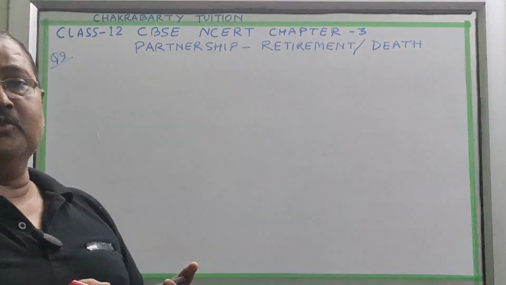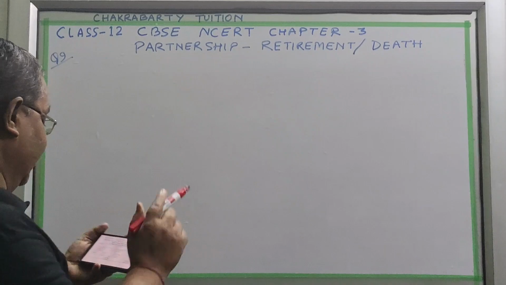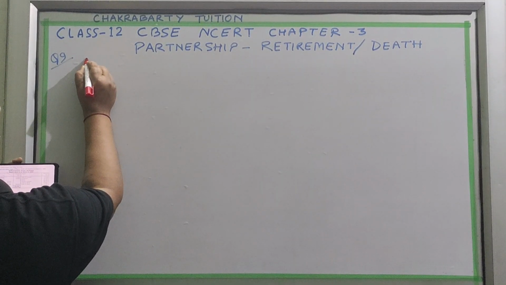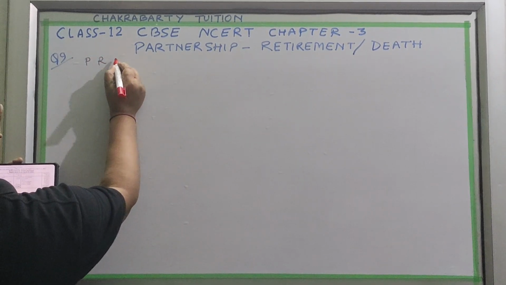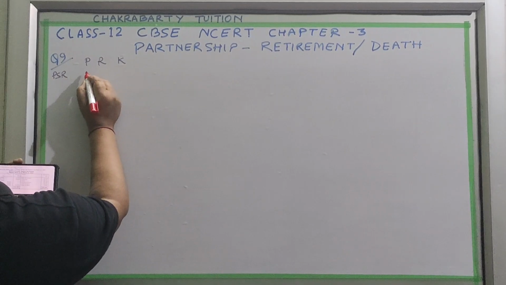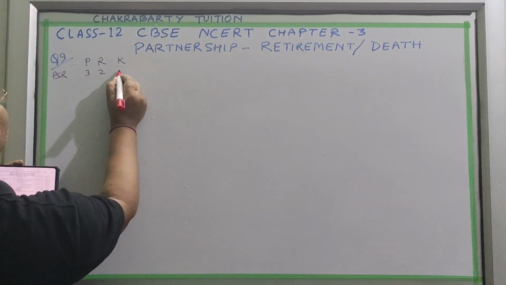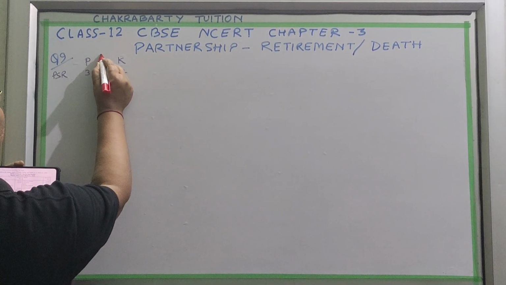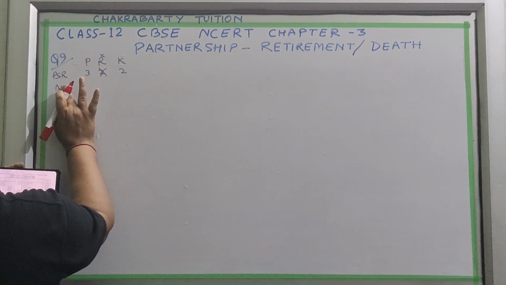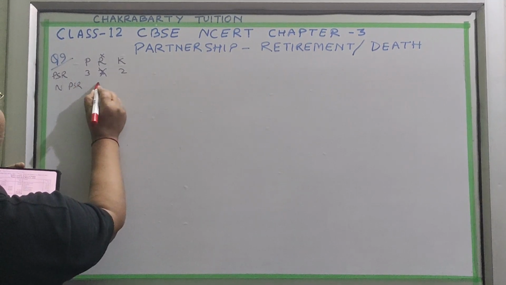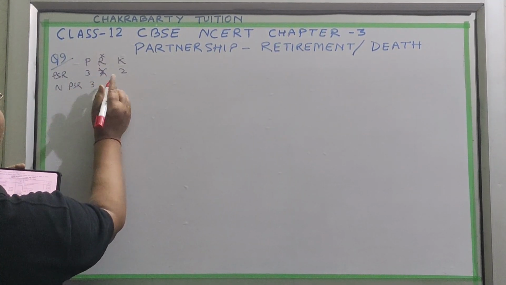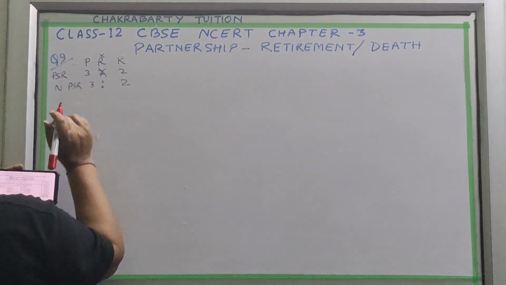So today we will start with question number 9. Here three partners are there: Pratik, Rocky and Kaushal. Their PSR is in the ratio of capital, so capital PSR means 3:2:2. This person is going out, so his share will go, and the new profit sharing ratio, new PSR, will be 3:2.